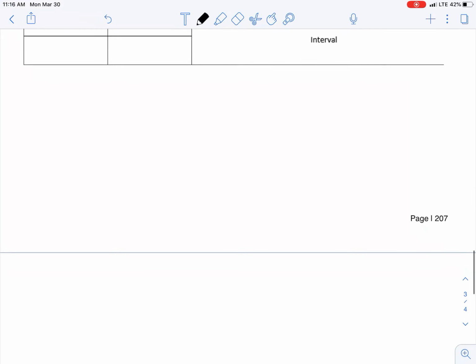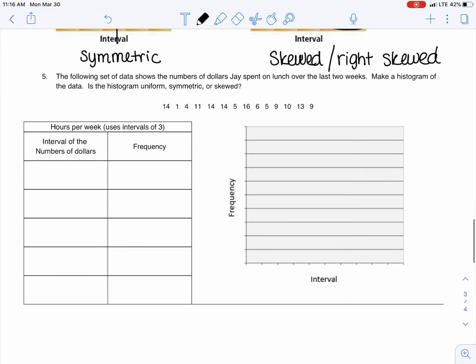Okay. I think this is the last one, number 5. It says the following data shows the number of dollars Jay spent on lunch over the last 2 weeks. So we can say money spent on lunch. And if you want to get really technical, you can put a little dollar sign there showing that he's spending this in dollars. Okay, so make a histogram of this data.